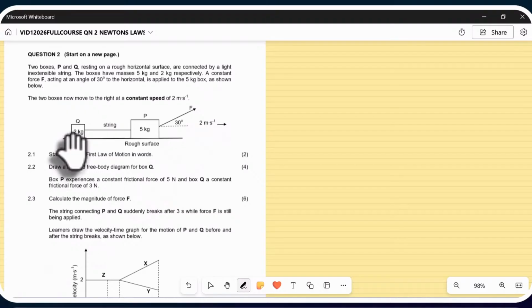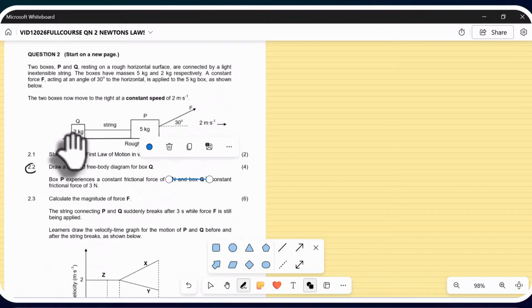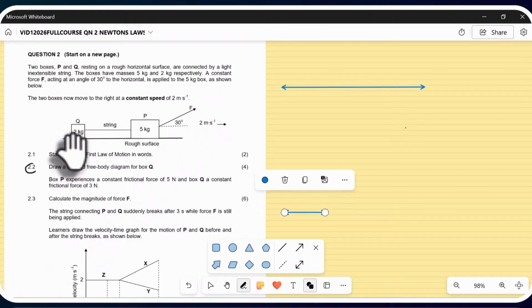All right, so this is what we have here. Up here, F normal, and then down here is the weight, you can say Fg. This side is the frictional force. Because it's moving, we say kinetic. This is our tension in the string, T.